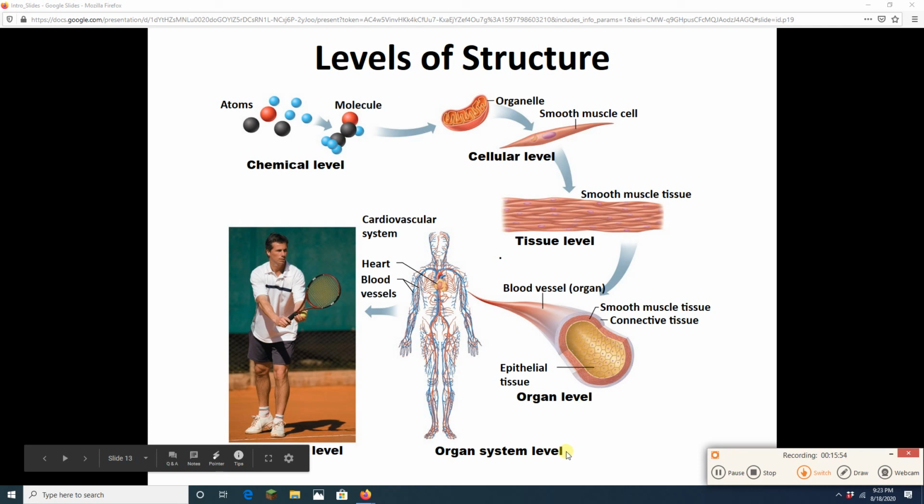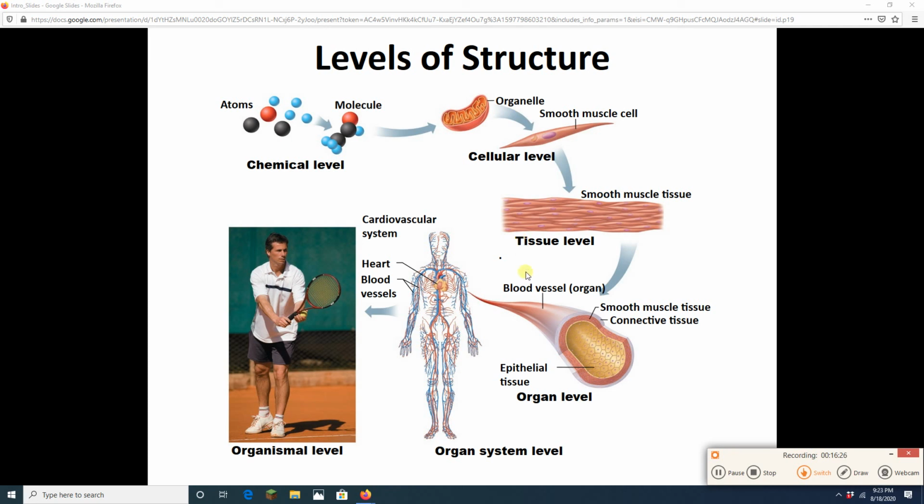Organ systems, surprise, surprise, are made of organs. Organs are then made of tissues. Tissues are made of cells. Cells contain organelles, and organelles and cells contain molecules, which are made of atoms. And there's whole levels we can go through. And we can study stuff at every single level. We can look at structure and function and how they complement one another.